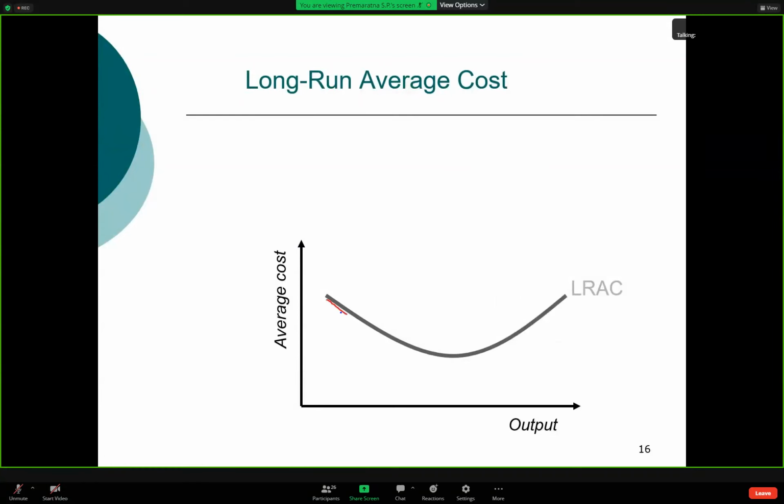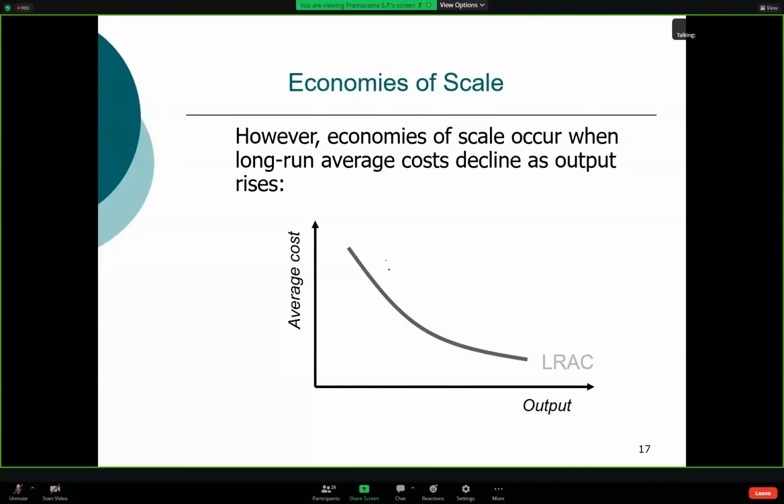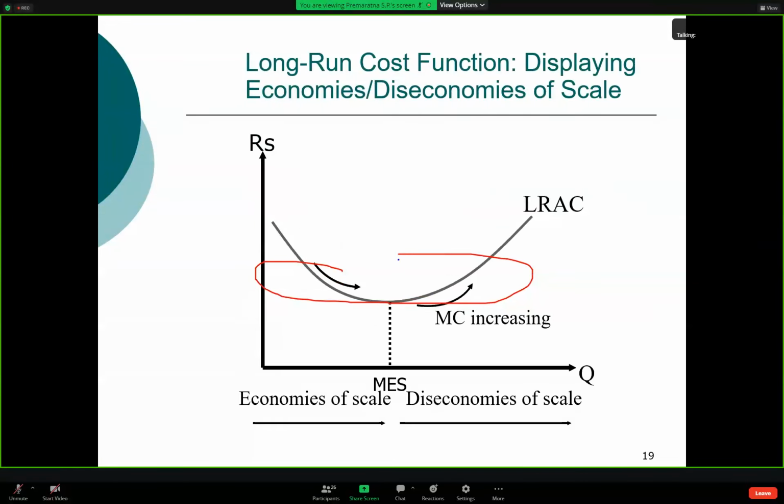The cost curve is like that. Economic scale, minimum efficiency scale, this economic scale. Now here, in the economies of scale, average cost declines as output increases. So we got the economies of scale. Then we start to see diseconomies of scale, where average cost is increasing.